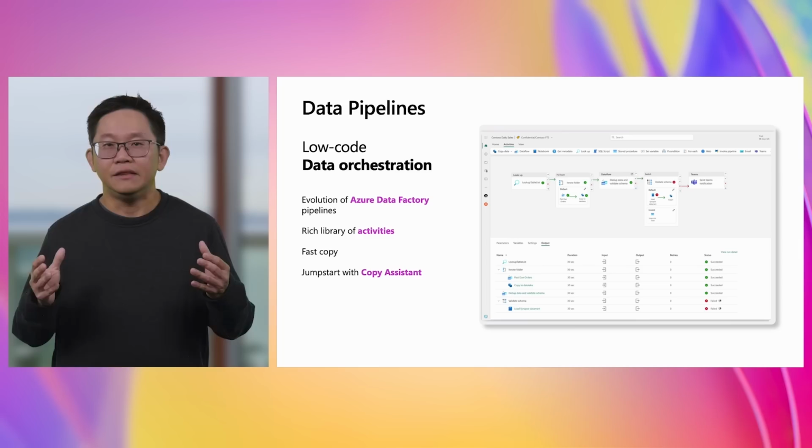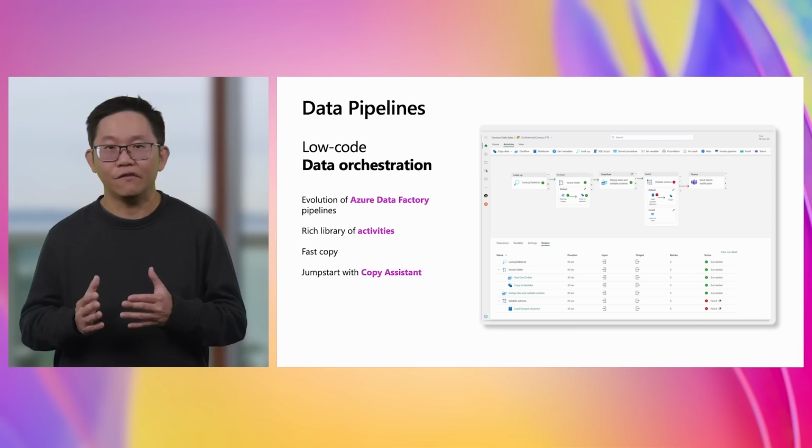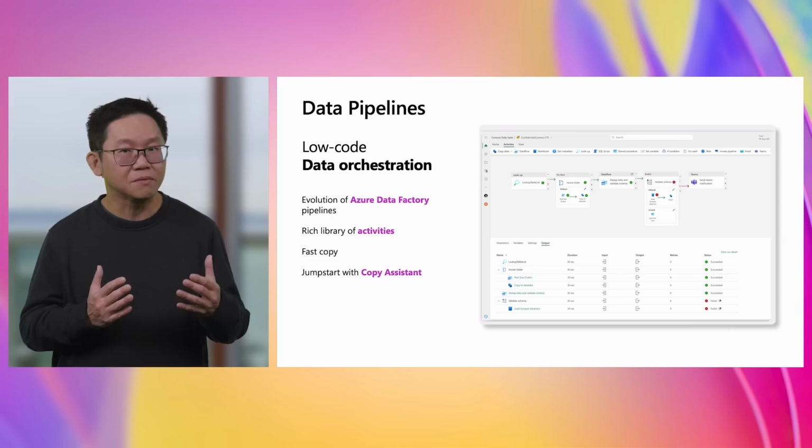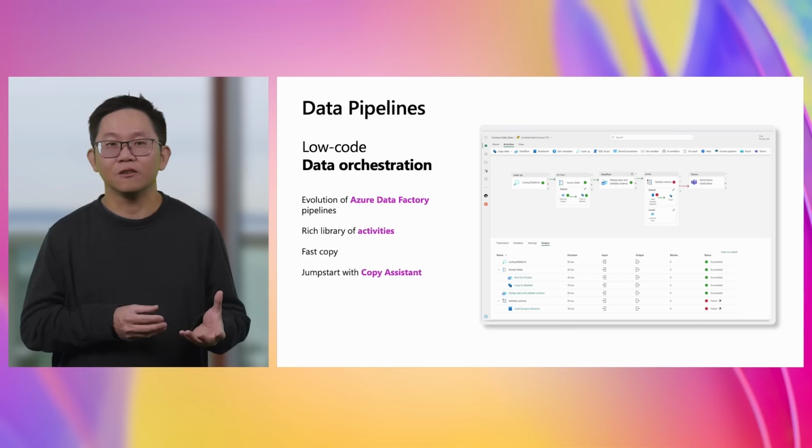Data Pipelines in Fabric is an evolution of Azure Data Factory Pipelines. Out of the box, you have access to a rich library of activities, whether you're ingesting data into the lake with fast copy capabilities or orchestrating the execution of notebooks, stored procedures, and more. To help you get started, you can use the Copy Assistant to quickly copy data from your favorite data sources to the data destination, for example, the data warehouse.